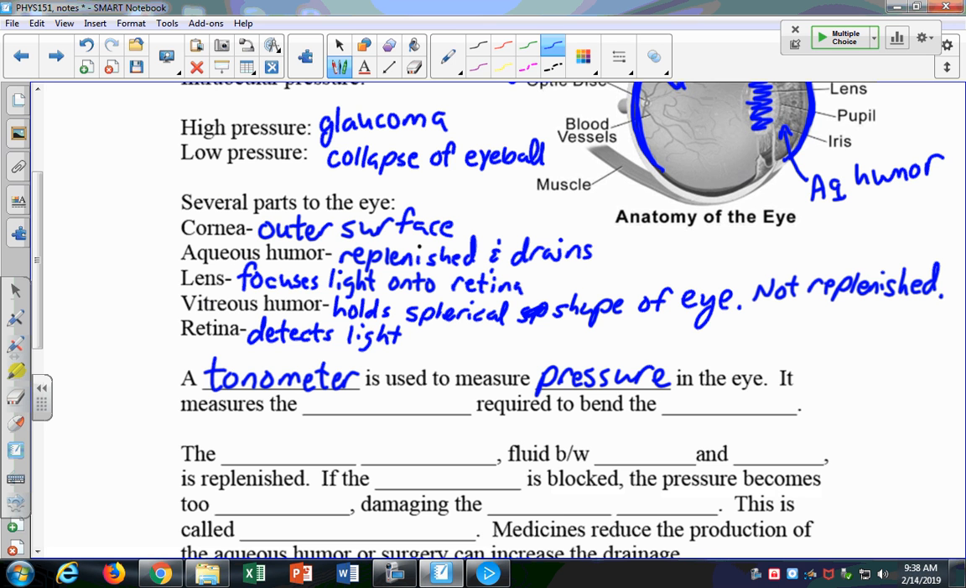Let me show you one. I have a video of a veterinarian. They have to do the same thing, right? Veterinarians do a lot of the same stuff as human doctors. But this is a tonometer. Oh, let me finish this. It measures the force required to bend the cornea. And that gives you a measure of the pressure in the eye.